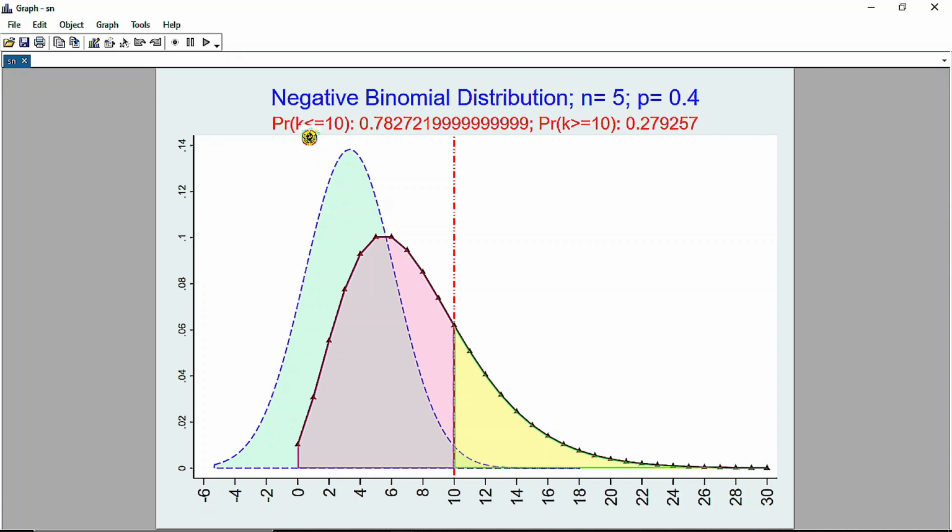And if we concentrate on this alternative hypothesis, let us say this is k equals 10 and less than or equal to 10, 78%, and greater than or equal to 10, 27%. So in either of the alternative hypotheses, we fail to reject the null because for k less than or equal to 10, it covers 78% of the null, and k greater than 10, it covers 27% of the null. So we fail to reject the null hypothesis.